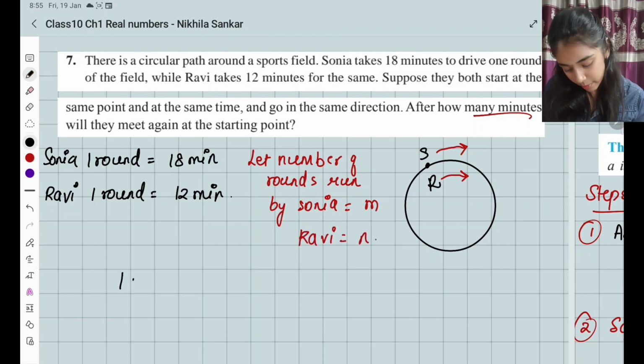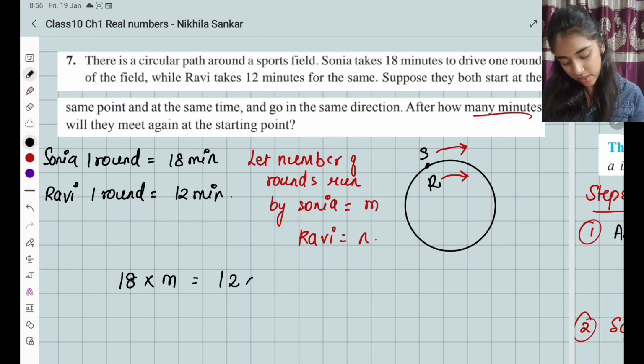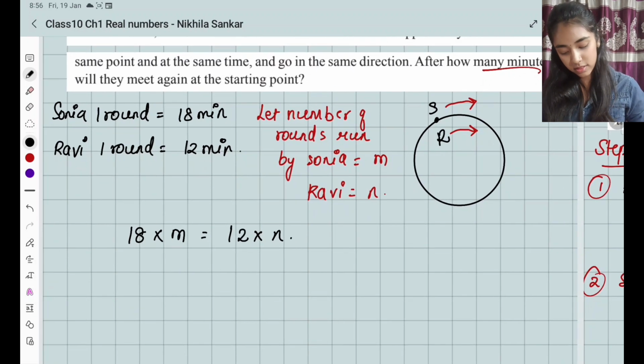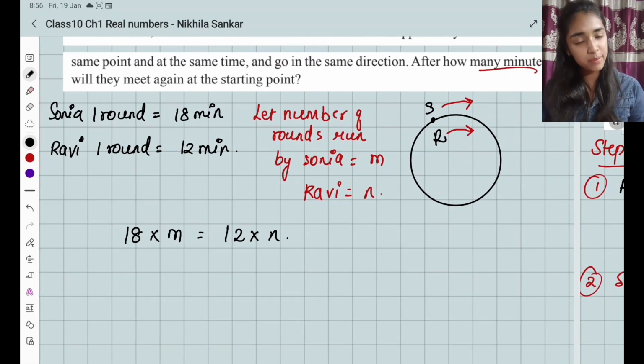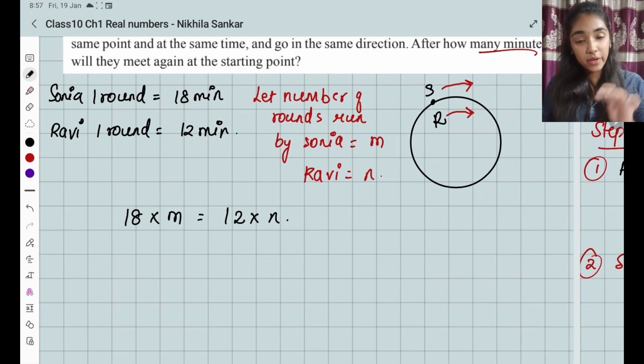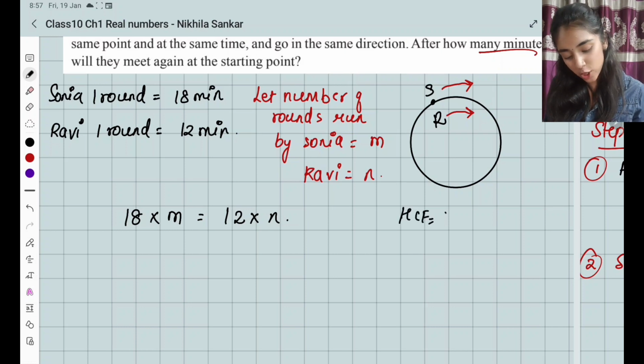அப்படினா என்ன அர்த்தம்? இப்ப 18 minutesல அவ வந்து m rounds ஓடுறானா, Ravi will also run so much. கரெக்டா, ரெண்டு பேரும் மீட்டிங் பாயிண்ட் எங்க இருக்க போகுது? சோ இப்ப ரெண்டு பேரும் எவ்வளவு நேரத்துல மீட் பண்றாங்க? ஒருத்தருக்கு 18 minutes ஆகுது, இன்னொருத்தருக்கு 12 minutes ஆகுது. இப்ப ரெண்டு பேரும் திரும்ப எப்ப மீட் பண்ண போறாங்க? When you take the HCF, it is going to be a very small number. இப்ப ஒரு ரவுண்டுக்கே 18 minutes ஆகுது. இப்ப இந்த ரெண்டு நம்பருக்கும் HCF எடுத்தா, you will be getting the number 6. கரெக்டா, அது ஒருத்தருக்கு 18 minutes ஆகுது, இன்னொருத்தருக்கு 12 minutes ஆகுது.